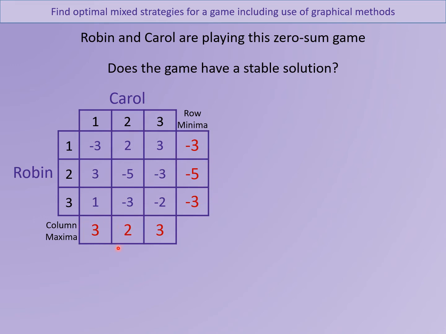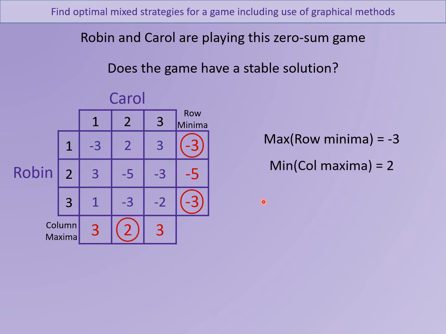If you're advising Carol, you would tell her to play her strategy 2 because if she plays her strategy 2, the worst thing that happens to her is she loses 2. So that's her play safe strategy for that one. Now, if these two values are the same, that's when you have a stable solution. If we look at this situation, the best situation for Robin is losing 3. The best situation for Carol is losing 2. Those two numbers are not the same. So because they're not the same, it has no stable solution. You are looking for these two values to be the same for a stable solution. So it doesn't mean you can't do anything with it.